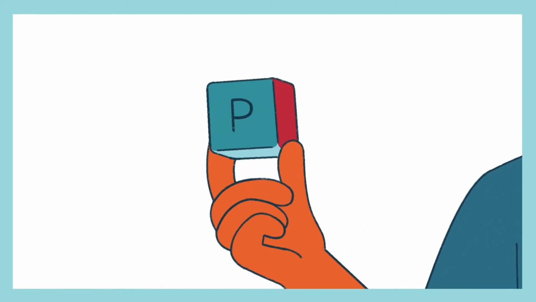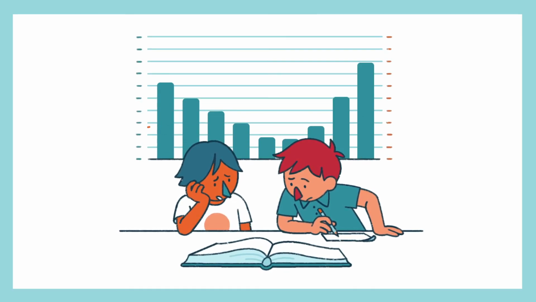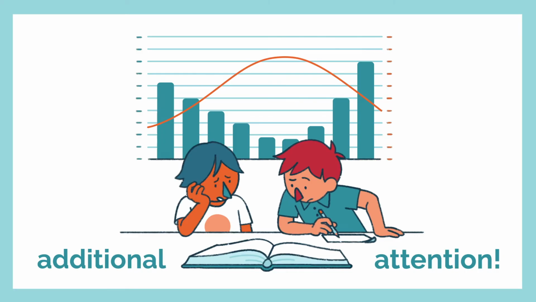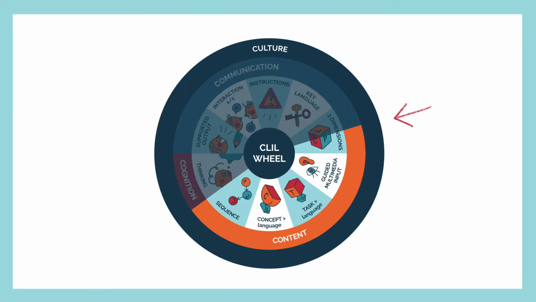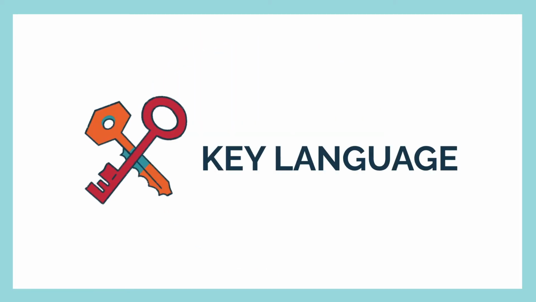Finally, a procedure to be used during the lesson may be challenging. For example, in geography, students may be asked to use data to construct a climate graph. If it is a new procedure for the students, it needs to get additional attention. By looking into this parameter, we have moved from the C for content to the C for communication, that is, the language. Let's begin with key language.